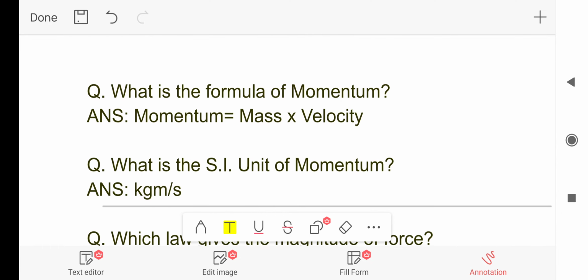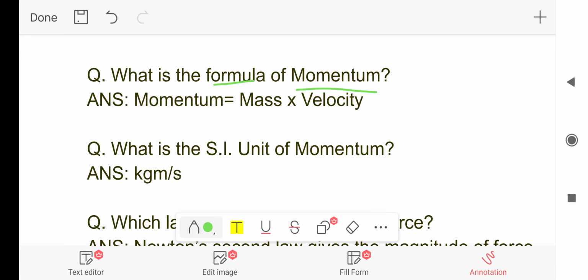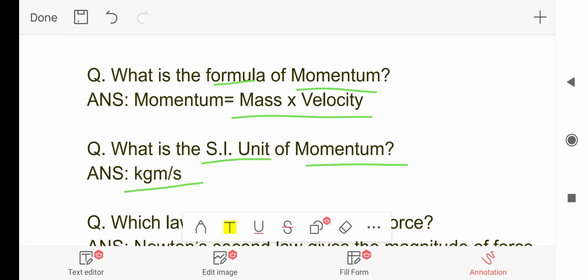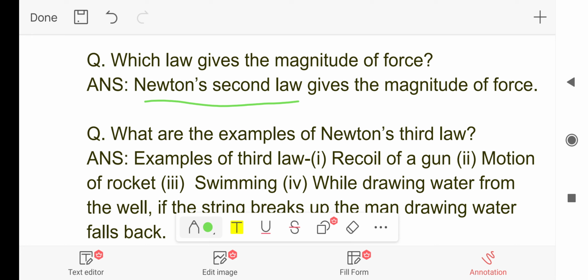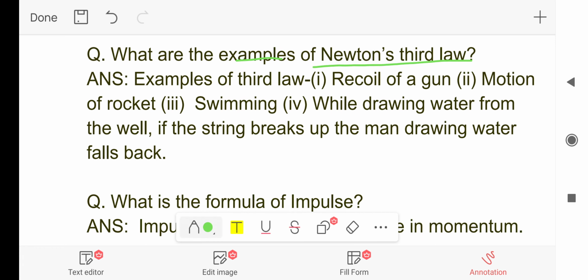What is the formula of momentum? Answer: momentum is equal to mass into velocity. Next, what is the SI unit of momentum? Answer: kg meter per second is the SI unit of momentum. Next, which law gives the magnitude of force? Answer: Newton's second law gives the magnitude of force. Next, what are the examples of Newton's third law? Examples of third law are recoil of a gun, motion of rocket, swimming, while drawing water from the well. If the string breaks, the man drawing water falls back.